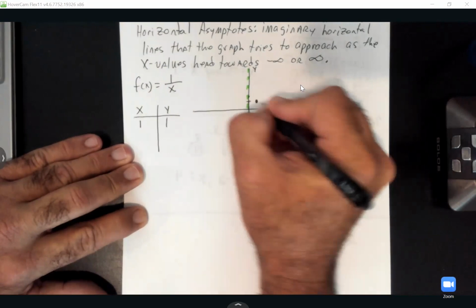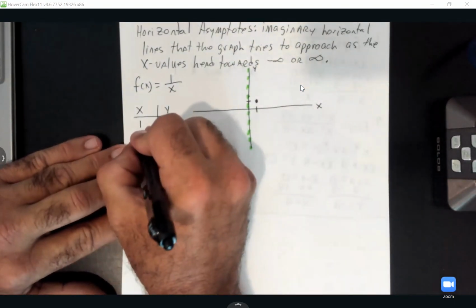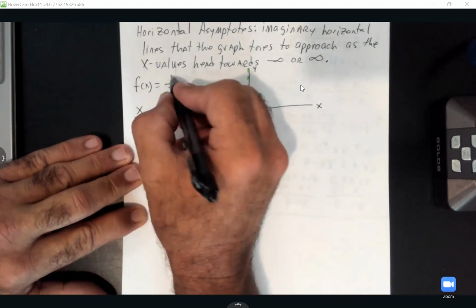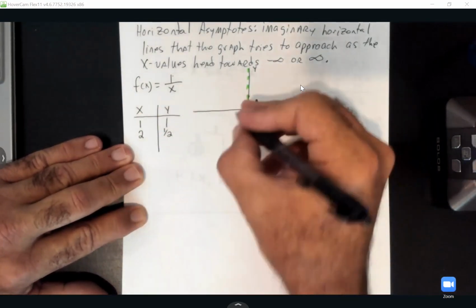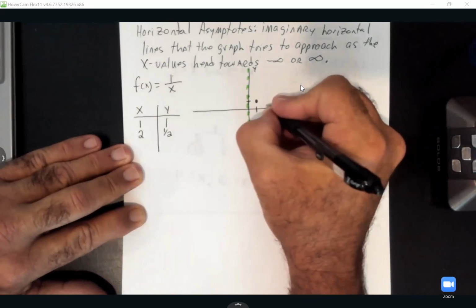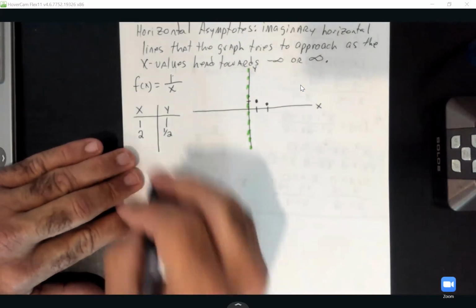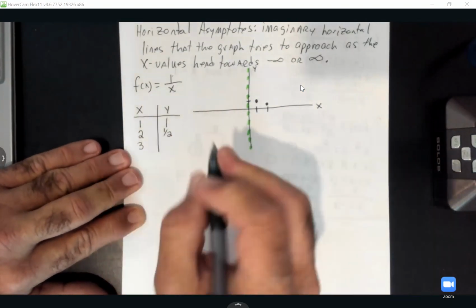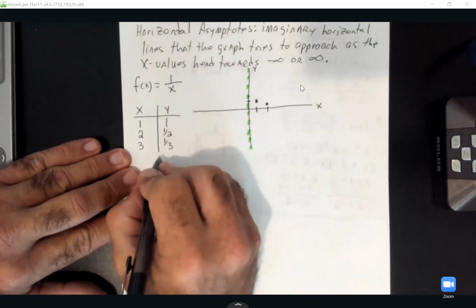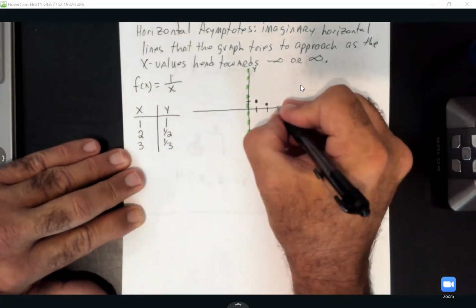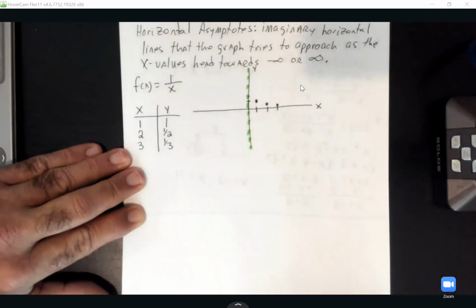So let's just say that's 1 for both lines, okay? But when I put a 2 in for the X, I get 1 divided by 2, which is 1/2. So when my X is 2, mine is coming down here to 1/2. Well, look at this. When I put a 3 in there, I get 1 divided by 3, which is 1/3. So right here at 3, it's getting even closer to the X-axis.